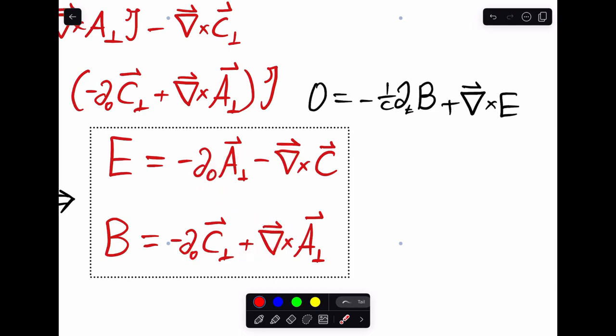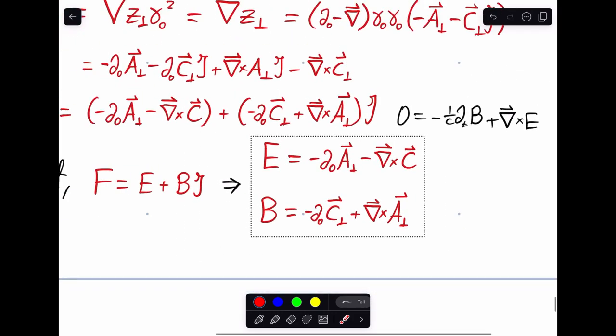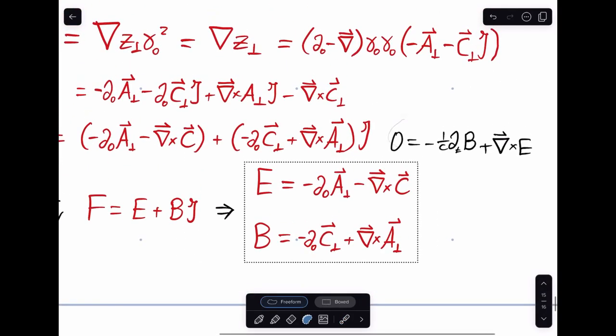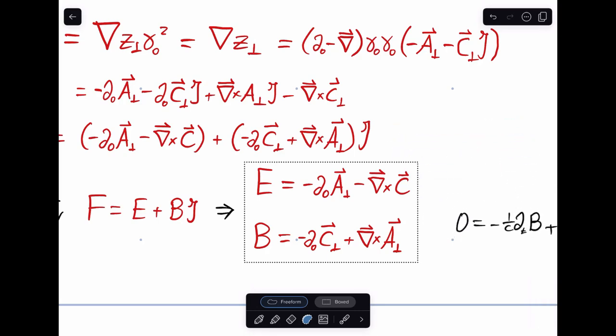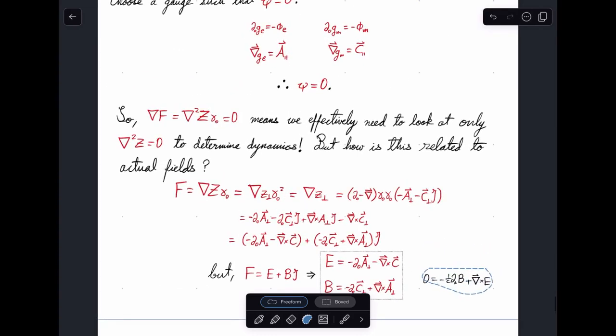So it's just because of the geometry. They look exactly like Maxwell's equations. So I have this.